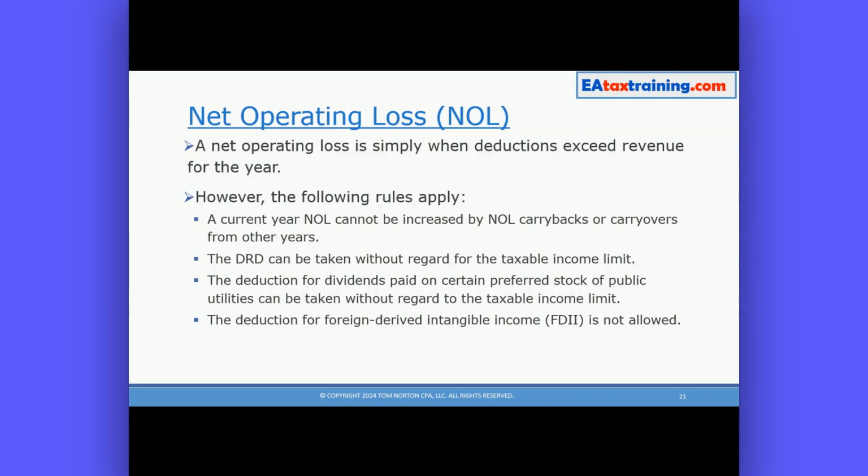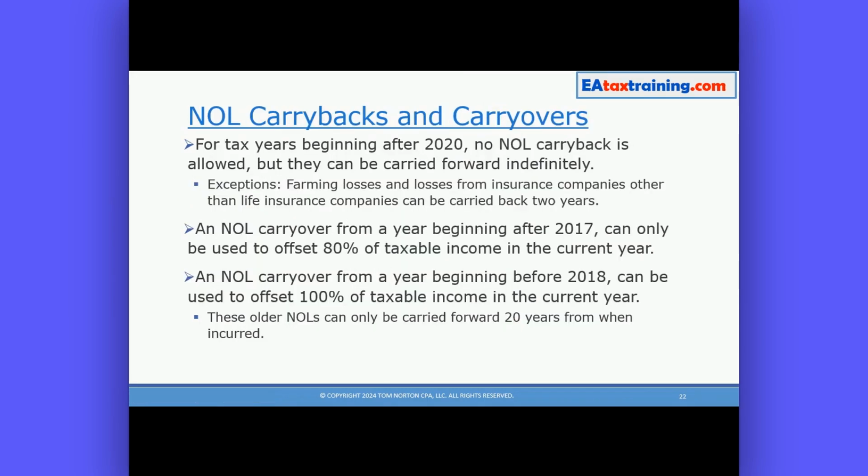As we said before, the dividends received deduction can be taken without regard to the NOL. Similarly, the deduction for dividends paid on certain preferred stock of public utilities can be taken without regard to the NOL. But the deduction for the foreign-derived intangible income is not allowed. So you do take into account the NOL for purposes of the FDII. I wouldn't worry too much about these more obscure type of exceptions here. The main thing to remember is the principles of the NOL, how it works, and the carryovers and carrybacks, which is what we're going to discuss now.